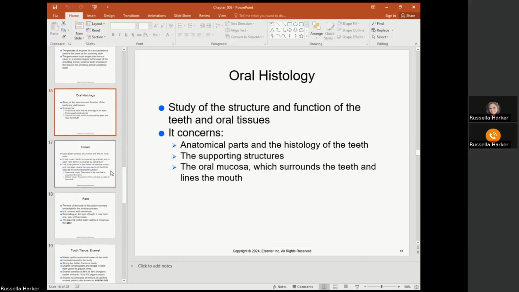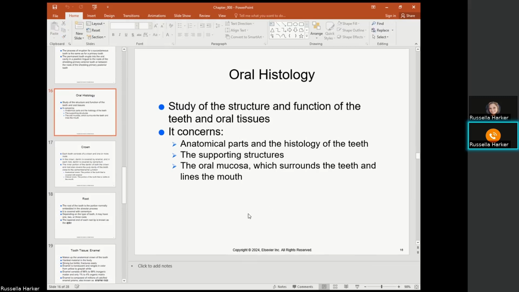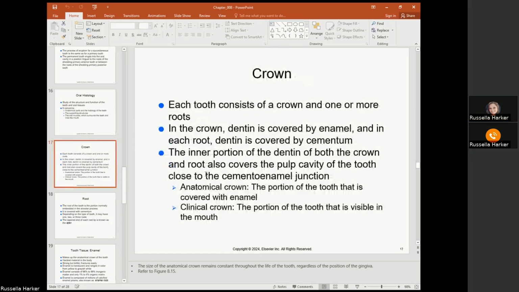Histology is the study of the structure and function of the teeth and oral tissues. It concerns anatomical parts of the histology of the teeth, the supporting structures, and the oral mucosa, which surrounds the teeth and lines the mouth. Each tooth consists of a crown and one or more roots. In the crown, dentin is covered by enamel, and in each root, dentin is covered by cementum.